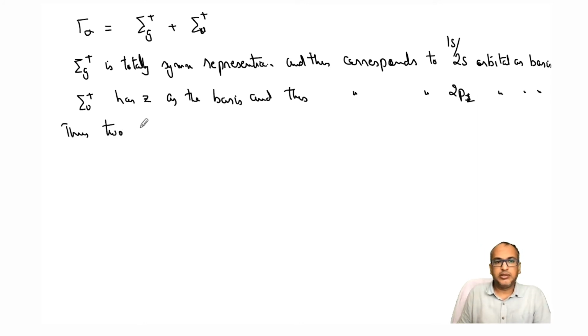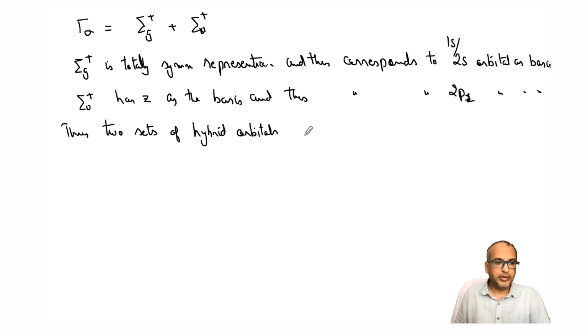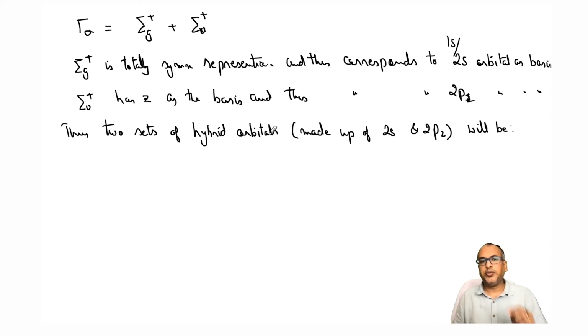Thus, two sets of hybrid orbitals will be made up of 2s and 2pz. Again, you cannot use the projection operator here, because for projection you have to do the calculation for all the symmetry operations. It's a summation over all R, which you cannot do because it's an infinity point group, right? This is a simple case, so we can deal with it without having to use the projection operator.